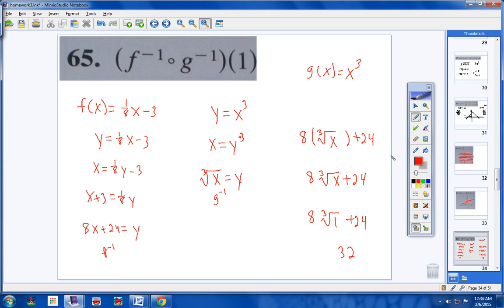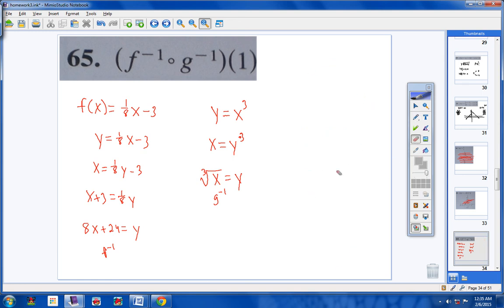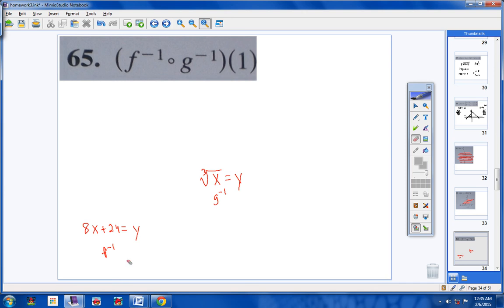Now, I don't want to totally blow you out of the water, but I want to show you something that's really cool. I taught you this in your notes, so really we could have saved a little bit of time. Here's my g inverse right here. Here's my f inverse right here. Got it? Now watch this.